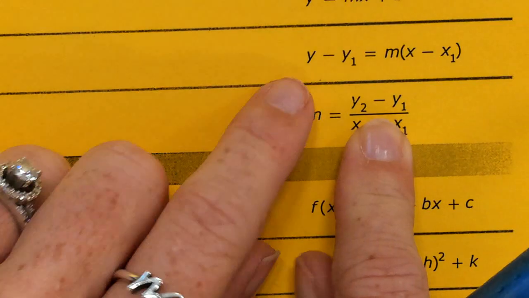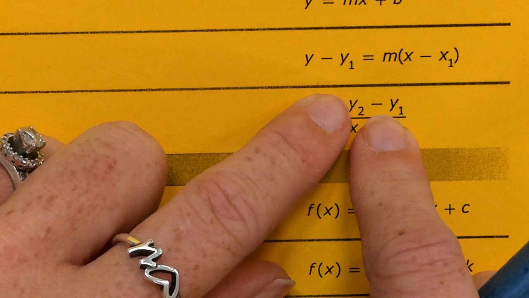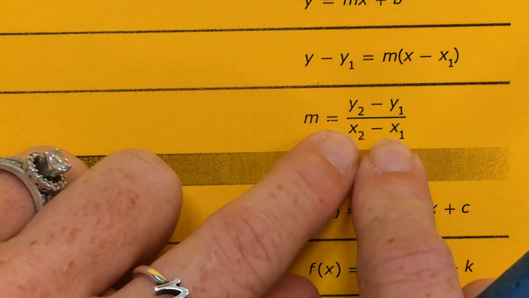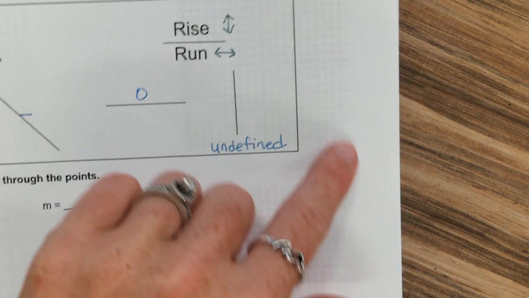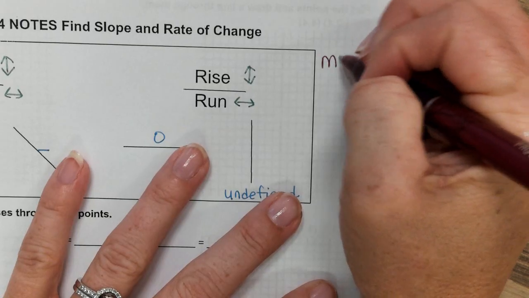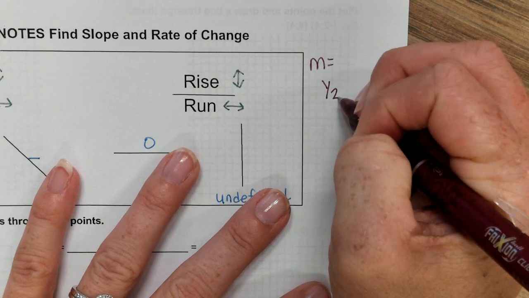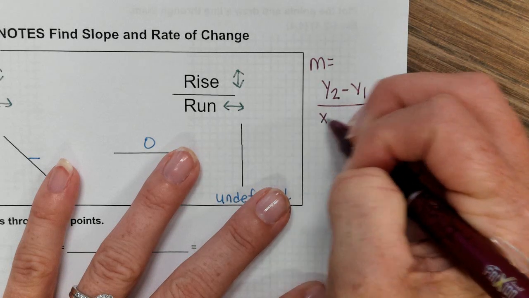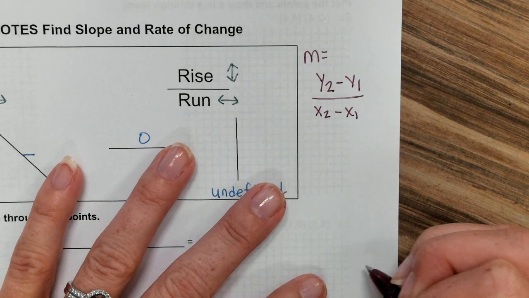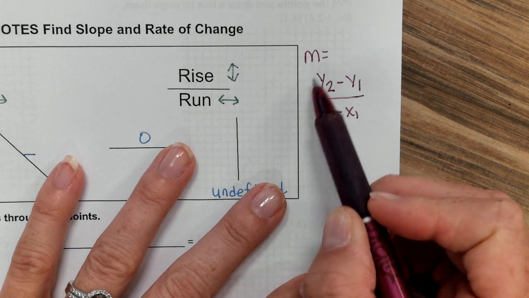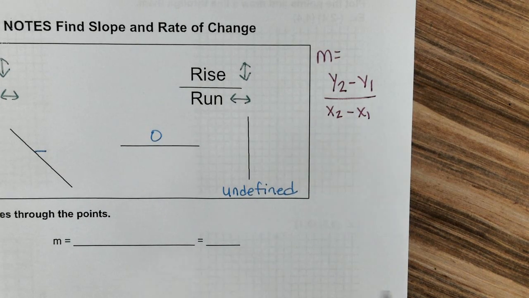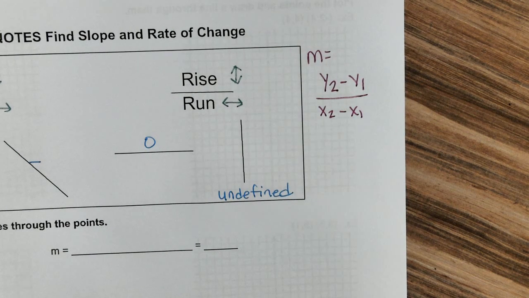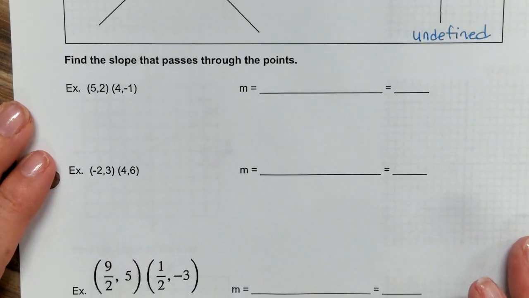What does it say? y2 minus y1. That's the change in y's. That's the rise. Look at the bottom. x2 minus x1, that's the change in the x's. That's the run. So I want you to write the formula down right over here. So to find slope, the slope formula is y2 minus y1 over x2 minus x1. Again, this is the change in y's over the change in x's. The cool thing about rise over run is you can use any dots on the graph. Okay? All right, let's go do an example.